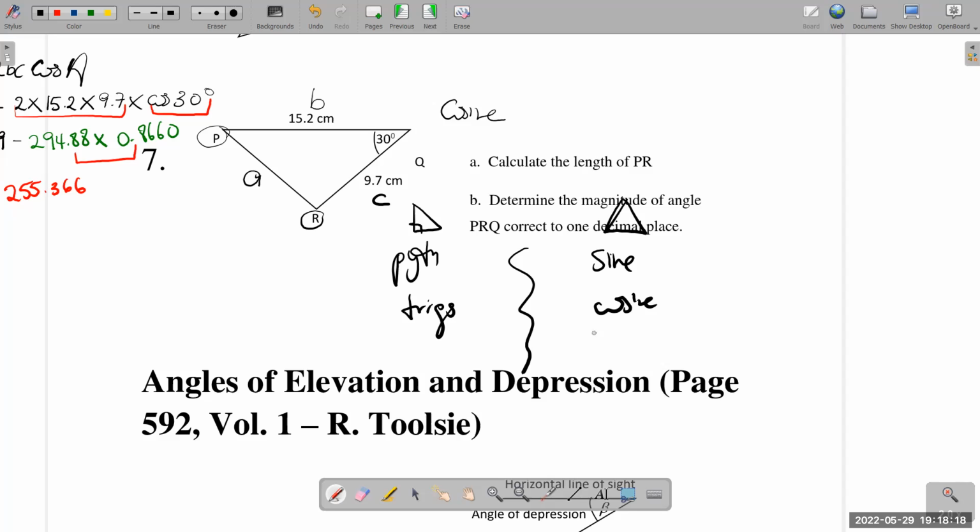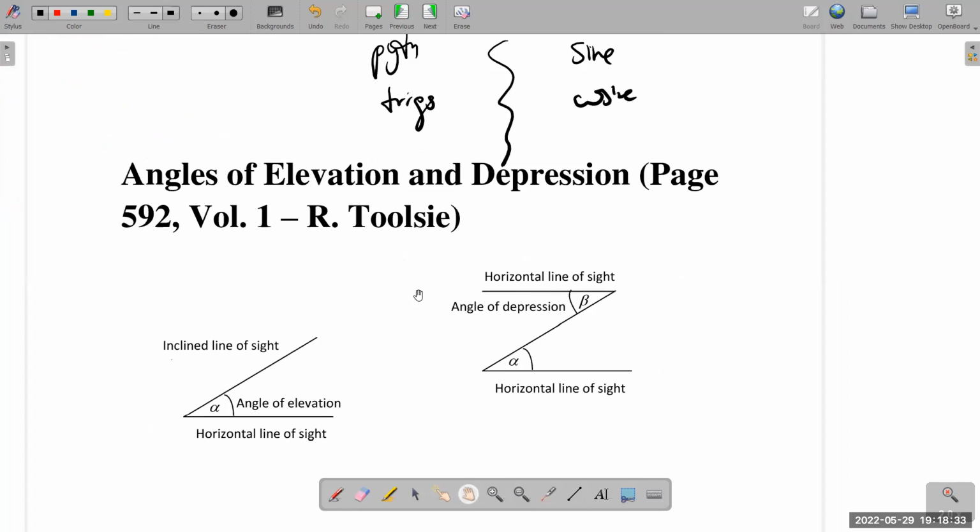Remember the graphs? You have to remember how to find the gradient, how to find the length of a line, how to find the midpoint, all them kind of things here. I'm going to go through them tomorrow quickly, not fast. All right, so let's get into angles of elevation.